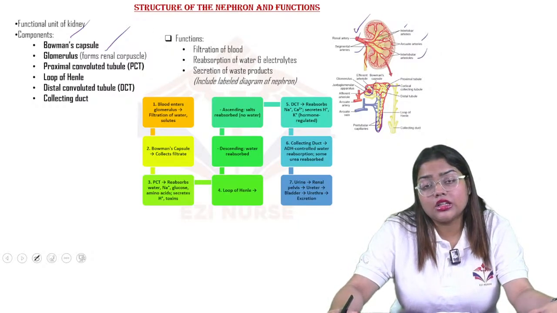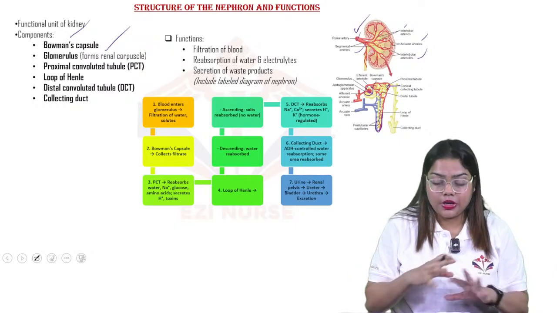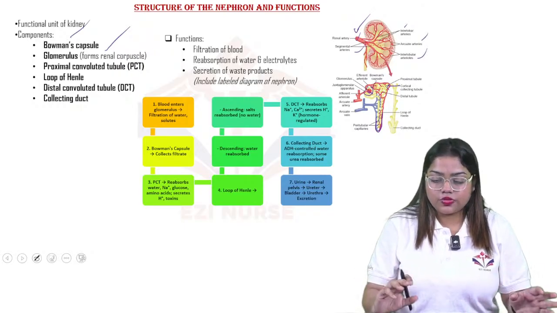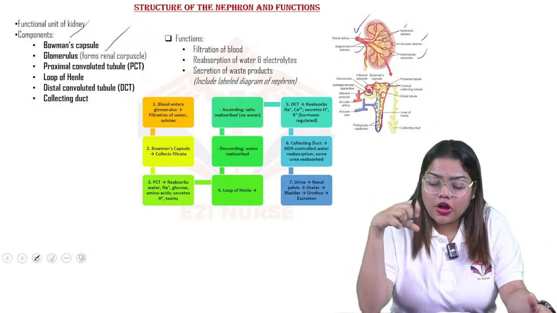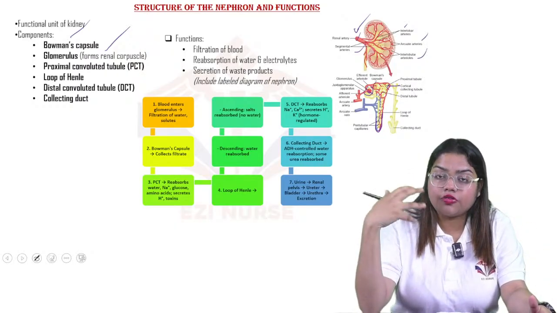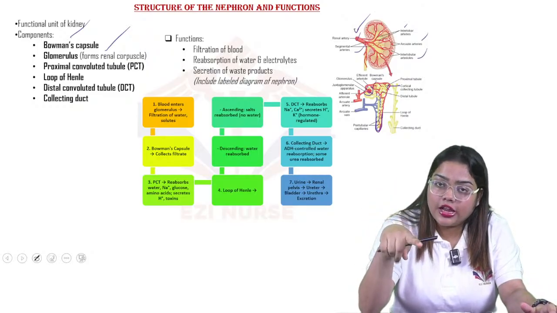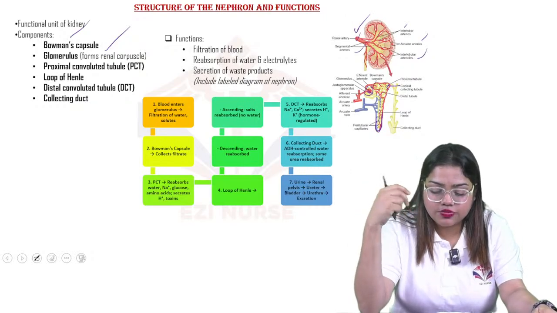Now let's see what the functions are. Then we will discuss in detail how this process is happening. Okay, so let's first get clear on what the functions of the nephron are. So the functions are mainly filtration of the blood, reabsorption of water and electrolytes before the urine formation, and secretion of waste products. Okay.